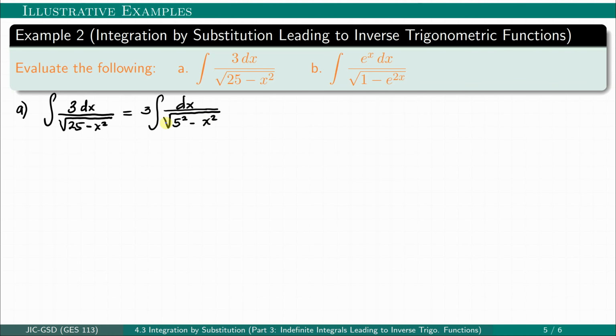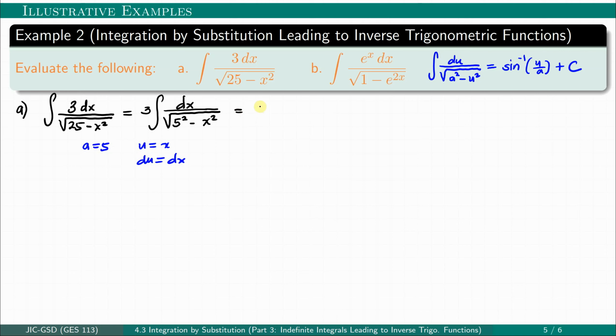Recall that if you have the square root of a squared minus x squared in the denominator, we have the formula: the integral of du divided by the square root of a squared minus u squared will be equal to sine inverse of u divided by a plus c. So in this case, our a is just 5 and our u is just x. So du is just equal to dx.